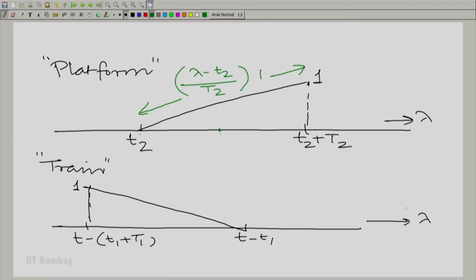And here I could write a similar expression there. So, I would have written T minus lambda and so on and so forth. So, I could write here T minus lambda minus T1 divided by T1. Now, for example, if you take lambda equal to this T minus T1 plus capital T1, you can see that it gives you 1. And when you take this value T minus T1 here for lambda, you get 0.